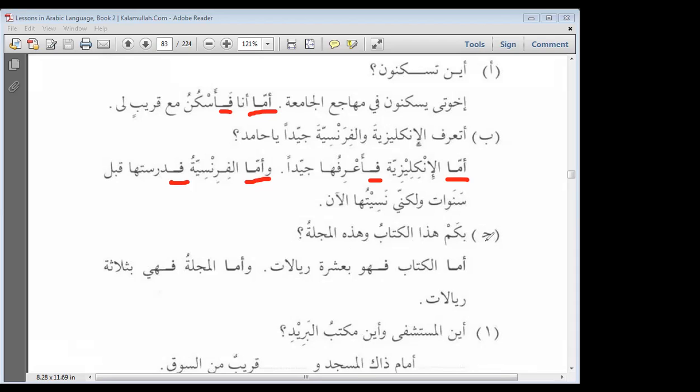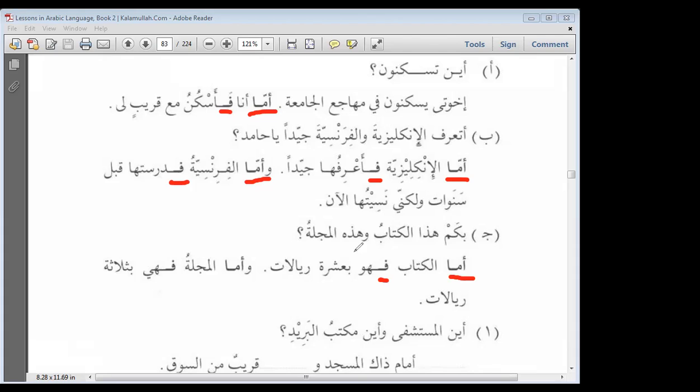Next example, بكم هذا الكتاب وهذه المجلة. How much is this book and this magazine? أما الكتاب, so you have the amma here, فـ, see the fa here? Amma and the fa. Amma al-kitabu fahuwa bi asharati riyalat. It is for 10 riyals.